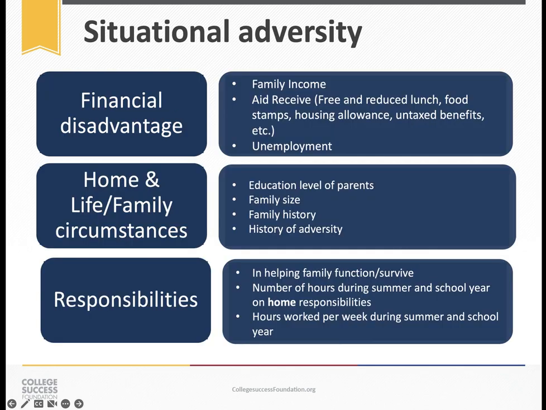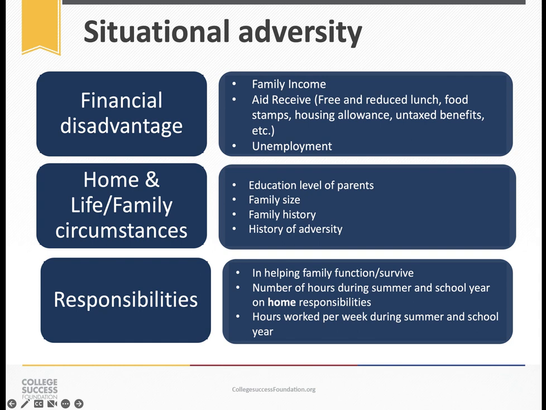The first area is situational adversity. You may find this in student essays. Now, a lot of students will discuss challenges or adversities that they have never discussed with anyone else before. Please understand that students may be coming from a place of vulnerability when sharing their stories, and it's an absolute privilege of ours to be able to read their stories.